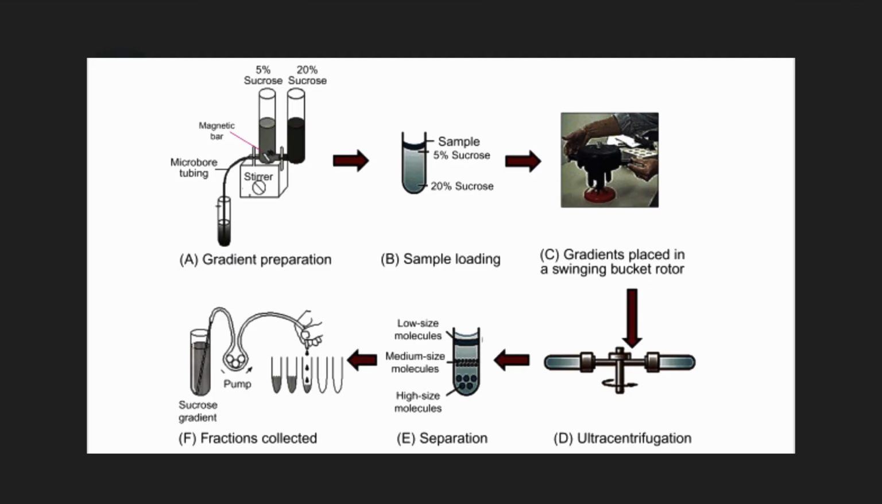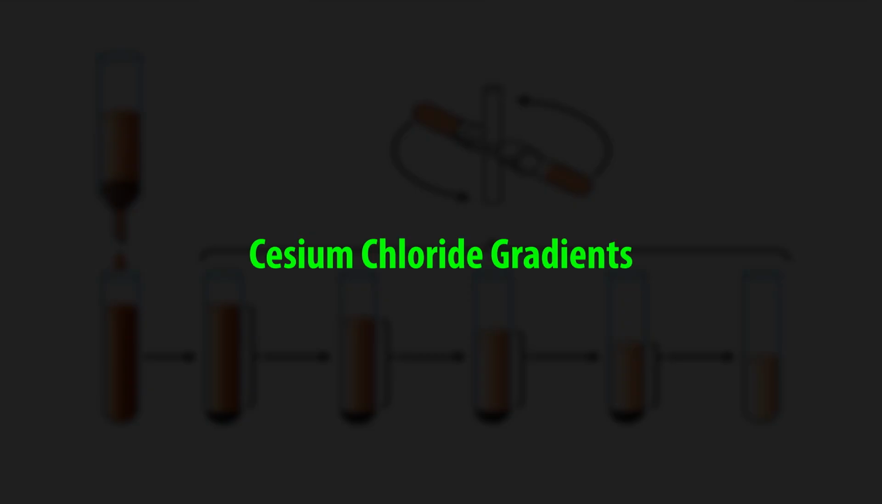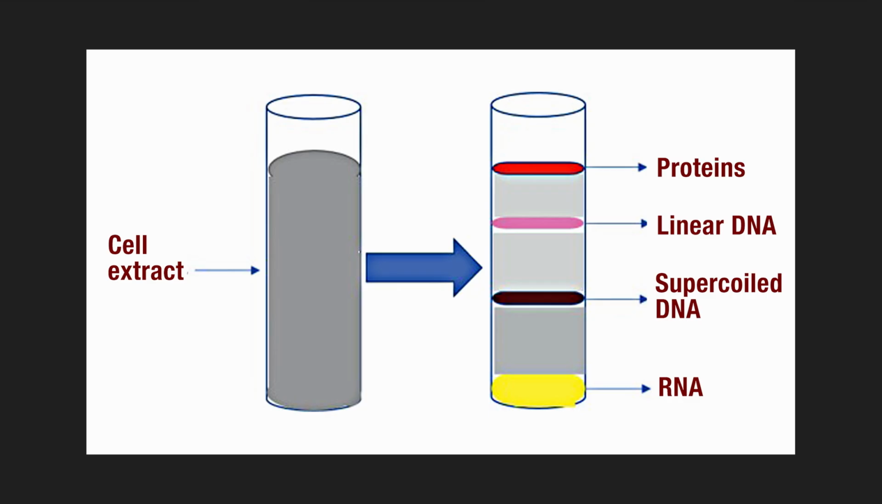Sucrose gradients, most common for organelles. Sucrose is widely used due to its affordability and osmotic properties. Linear, for example 10 to 40%, or step gradient, for example 20% to 40%, are common for organelle separation. However, high concentrations increase viscosity, slowing the sedimentation. Cesium chloride gradients used for nucleic acids.